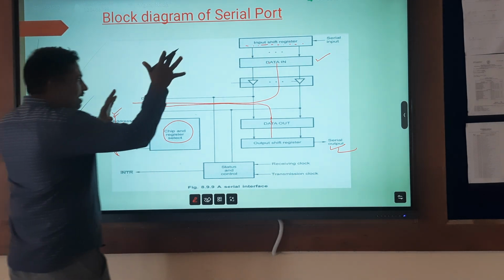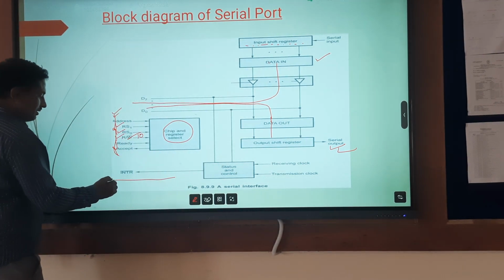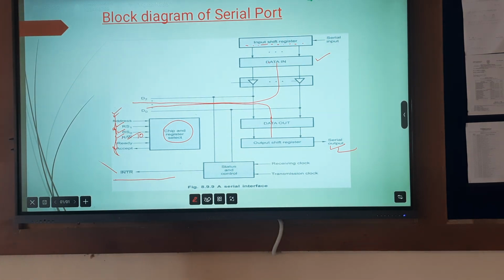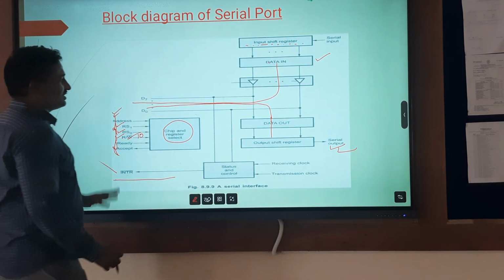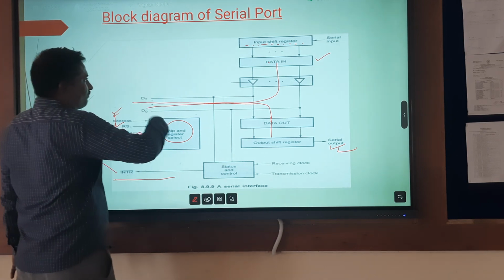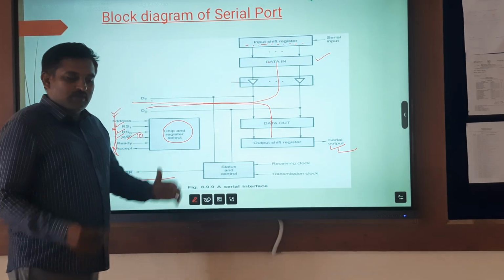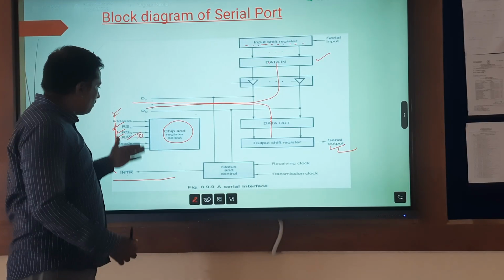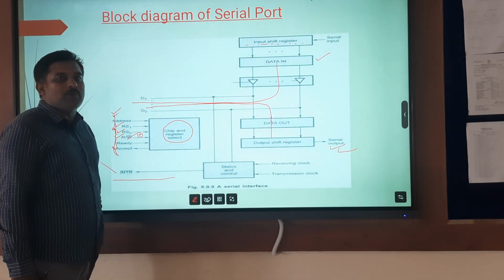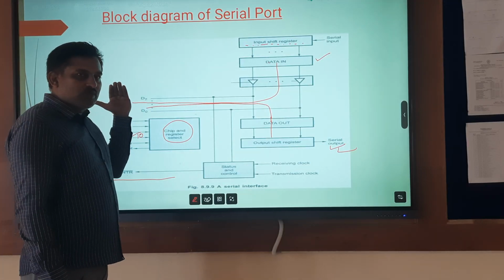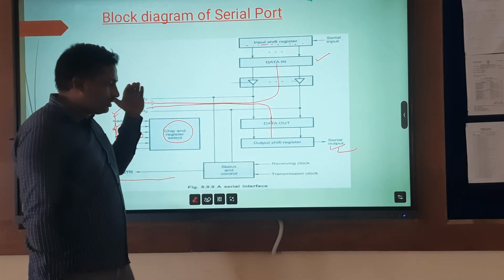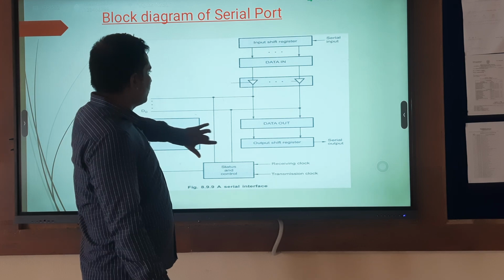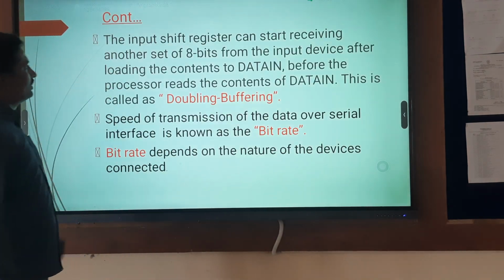Once the operation is completed, it can be informed to the processor with the help of an interrupt signal. This is the way we perform the input operation as well as the output operation using the serial port. In the previous case we saw the parallel port. Now we have seen the serial port operation. Next, see this one.